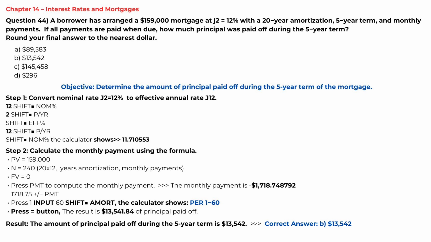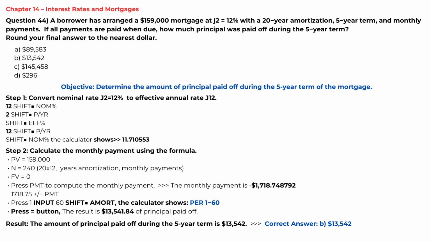Step 1. Convert nominal rate J2 12% to effective rate J12. 12 shift NOM 2 shift PYR. Shift effective. 12 shift PYR. Shift NOM. The calculator shows 11.71053, that is J12 equals 11.71053. Step 2. Calculate the monthly payment using the formula. 159,000 PV, 240 N, 20 years times 12 monthly payments amortization period, 0 FV. Press PMT to compute the monthly payment.